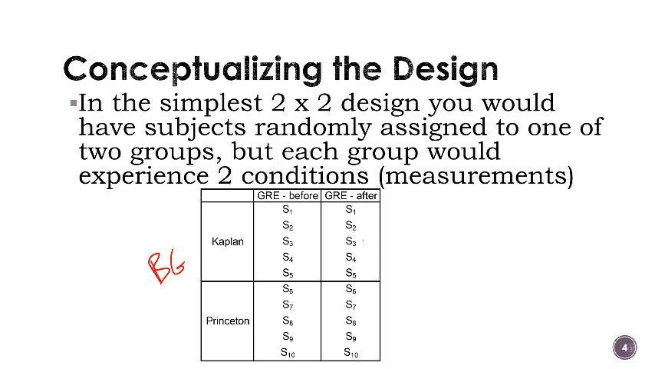You could even think of this having a third treatment that would be no training. Kaplan is a GRE training course, so is Princeton. You could have another group that does nothing in the same time period, and that would tell you if the two treatment groups change differently or better than the control. It's pretty straightforward.